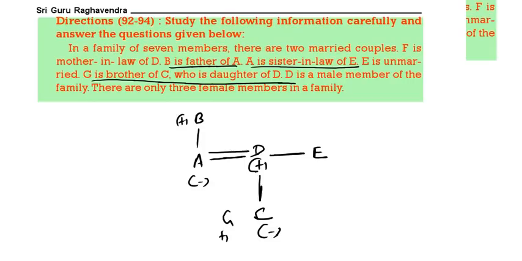G is the brother of C. Then F is the mother-in-law of D. So F is the mother-in-law of D. So this is the total arrangement.